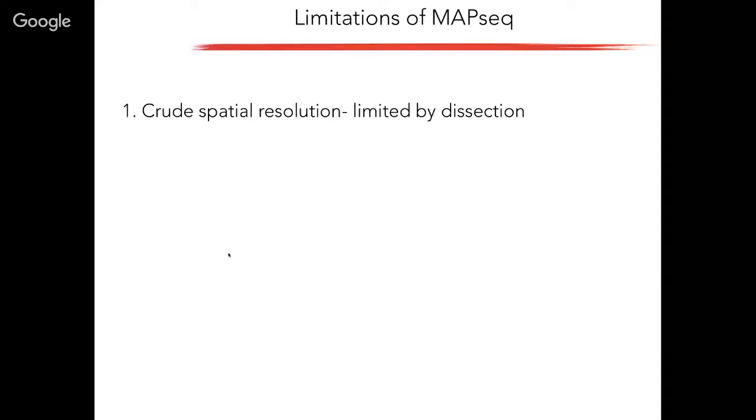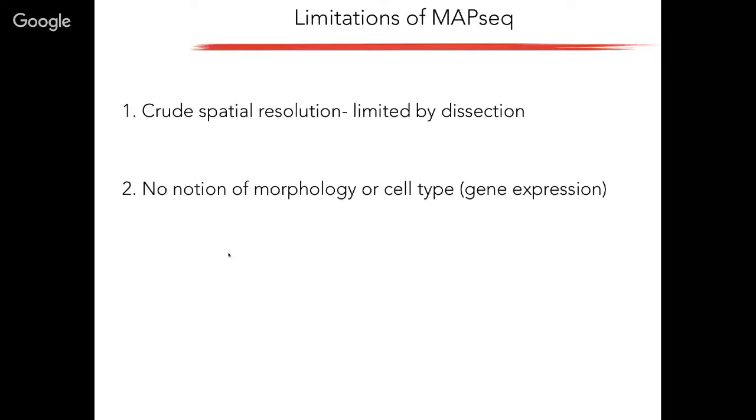Nevertheless, none of this gets us to the connectome. So far I've only told you about the projectome. And so I want to, in the last couple minutes, talk about that. So the limitations of MAPseq are that first, it has crude spatial resolution, as I mentioned. It's limited by dissection. There's no notion of morphology or cell type.